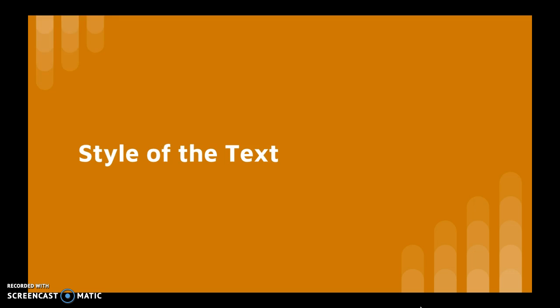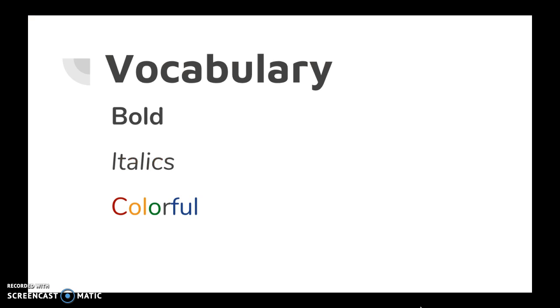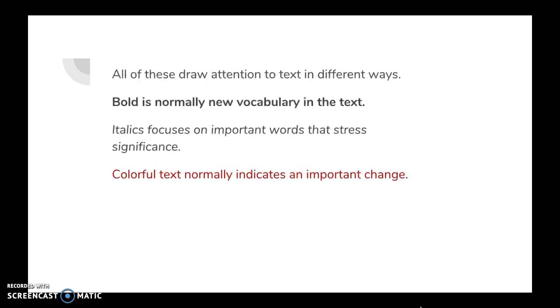The style of the text comes first. There are three types of styles that the text can be written in after plain text. The first is the bold font. Next is italics, and last is colorful font. All of these types of text draw attention to the text in different ways. Bold is normally new vocabulary in the text. Italics focus on important words and stress significance, while colorful text normally indicates important changes in the text itself.